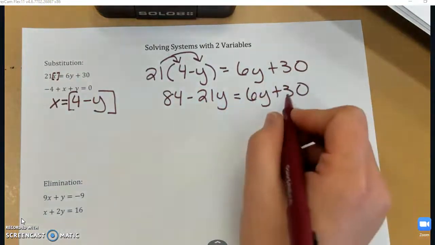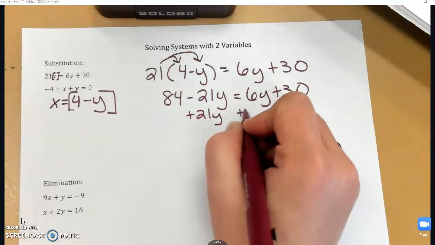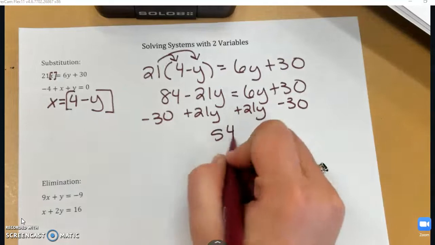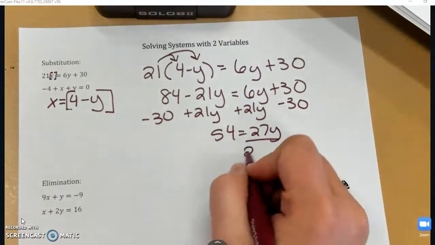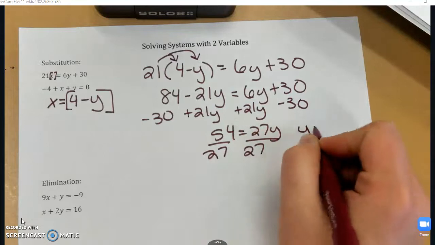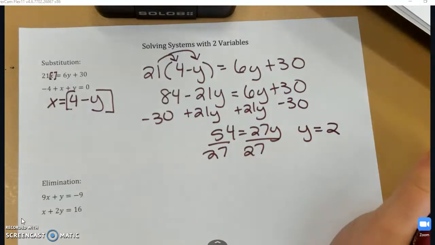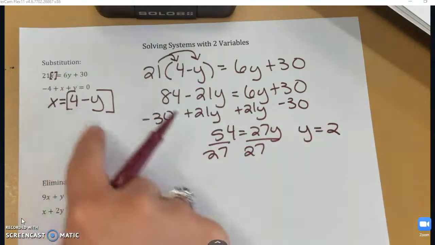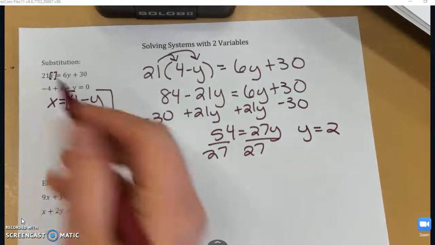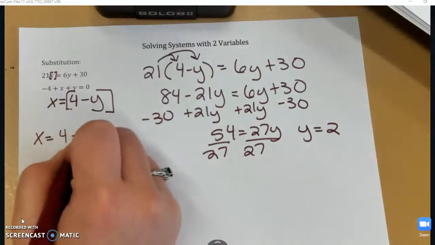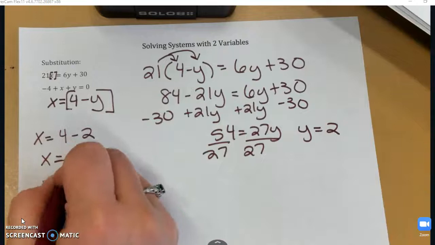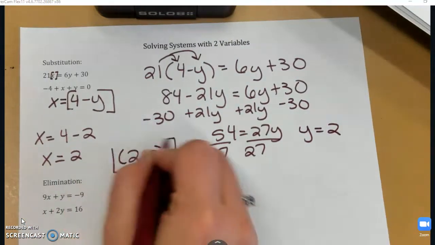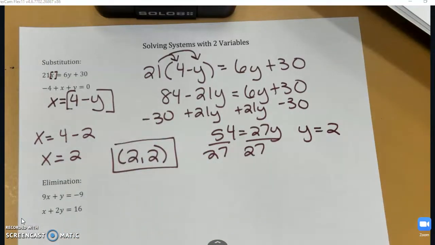Now I want to get all my y's on the same side and all my constants on the same side. So 54 is equal to 27y. When I divide by 27, I find that y is 2. Okay, I found y. Now I need to find x. I can just plug this back into any of these equations. This one's going to be easiest, though, because it's already set up to solve for x. So just 4 minus 2 is going to be 2. So x and y are both 2, and I give my answer as an ordered pair, (2, 2), inside parentheses.